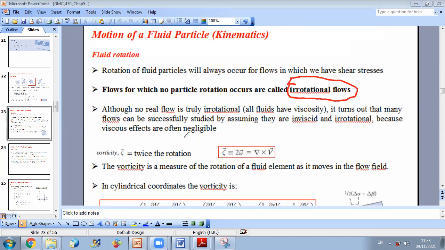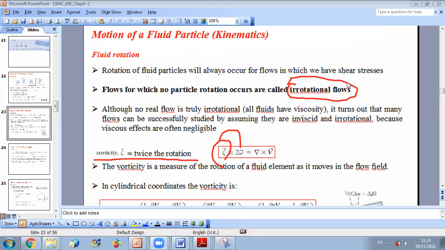Now, another important property of fluid that we can define is vorticity. Vorticity is a property which is equal to twice the angular velocity vector. So the vorticity vector, 2 omega, is equal to the curl of velocity. The vorticity is a measure of the rotation of a fluid element as it moves in the fluid field, so it's directly related to the angular velocity. And the higher the vorticity, the higher the rotational effect.